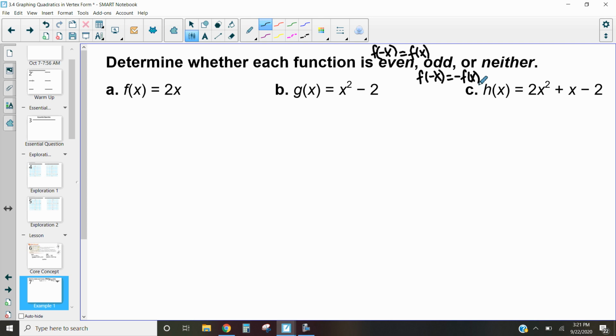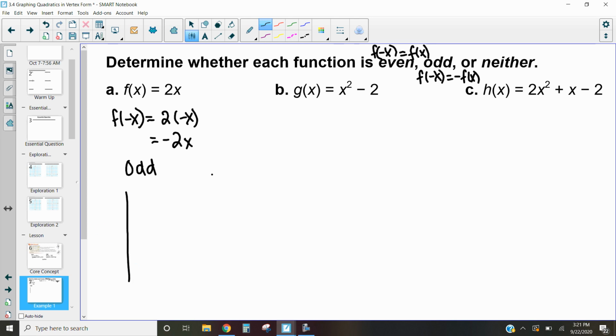f of x equals 2x. So I want to substitute in a negative x there, and then I get 2 times negative x, and that equals negative 2x. Notice how this is the negative version of our original one. So that means that this function is odd.